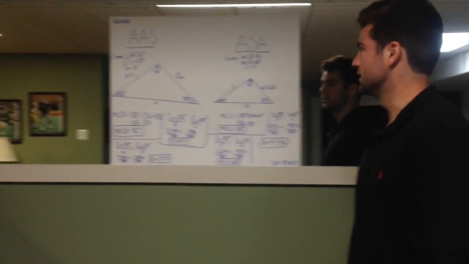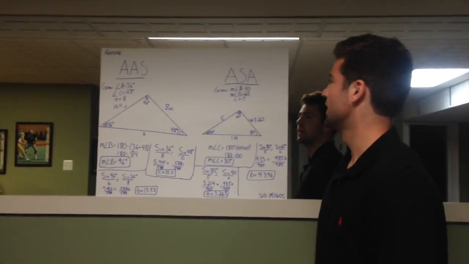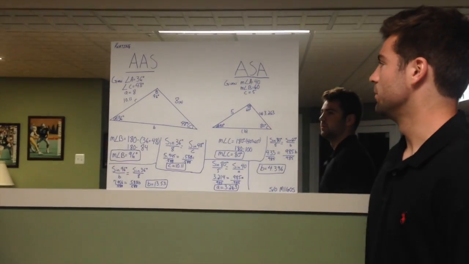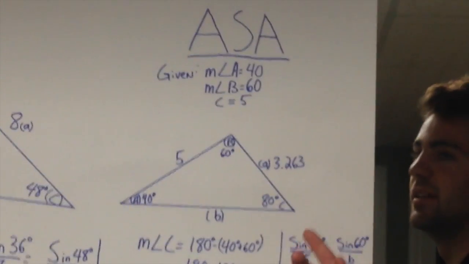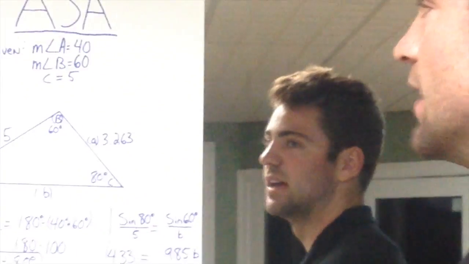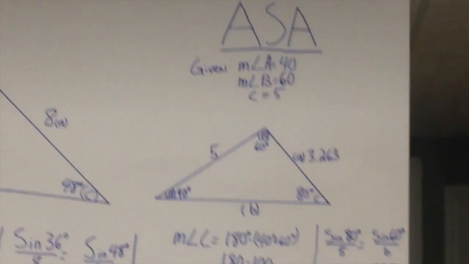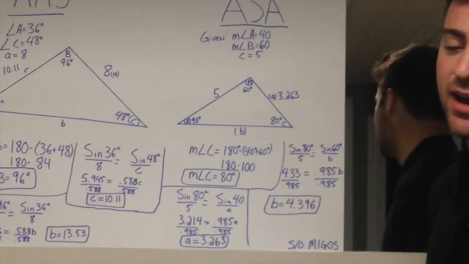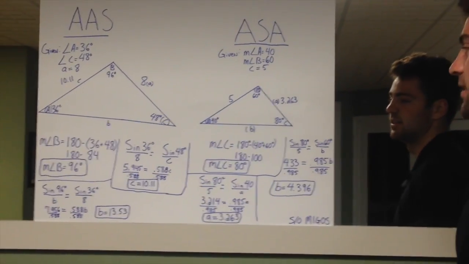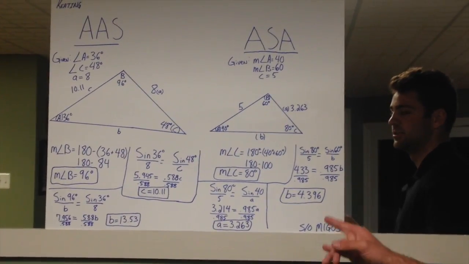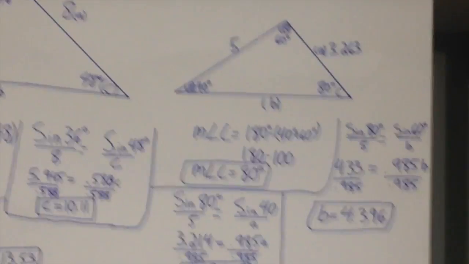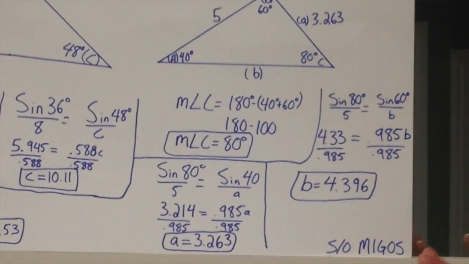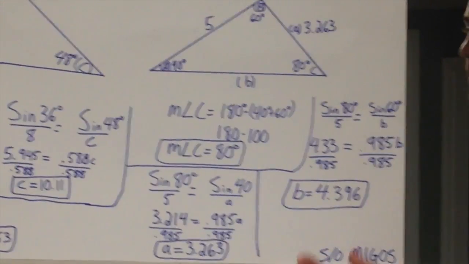For this one, it's a very, very similar process, for angle-side-angle. We're given that the measurement of angle A is 40 degrees, the measurement of angle B is 60 degrees, and the length of side C is 5. Once again, I started off by finding the last angle measurement, by adding the two measurements together and subtracting from 180. So 40 plus 60 equals 100. 180 minus 100 equals 80. So the measure of angle C is 80 degrees.